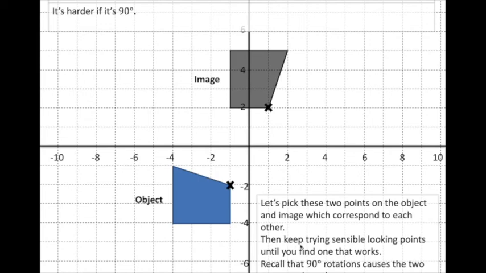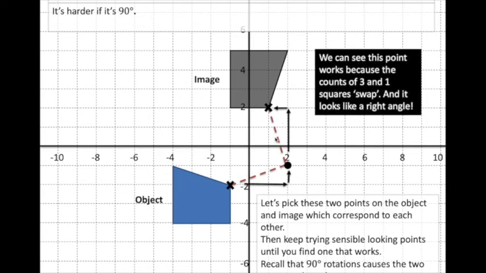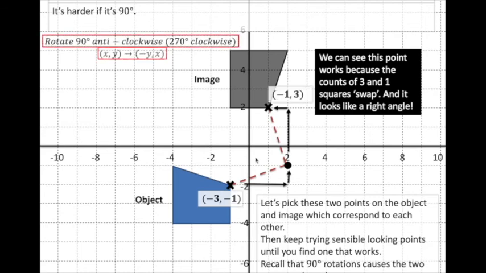Okay, and we try to find the point that somehow will generate an angle of 90 degrees. My apology. Okay, let me just generate the rules first. Okay, this is the rule for 90 degrees anti-clockwise.